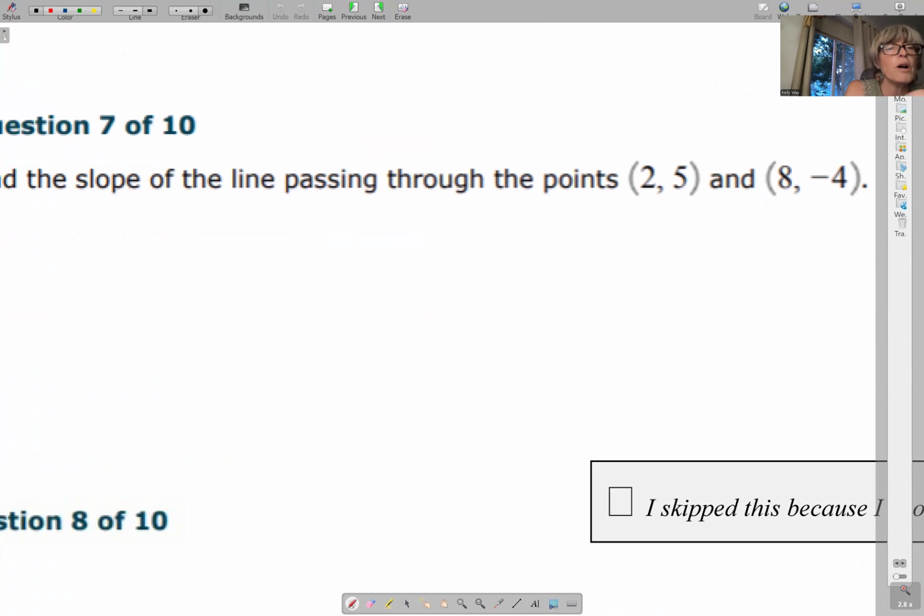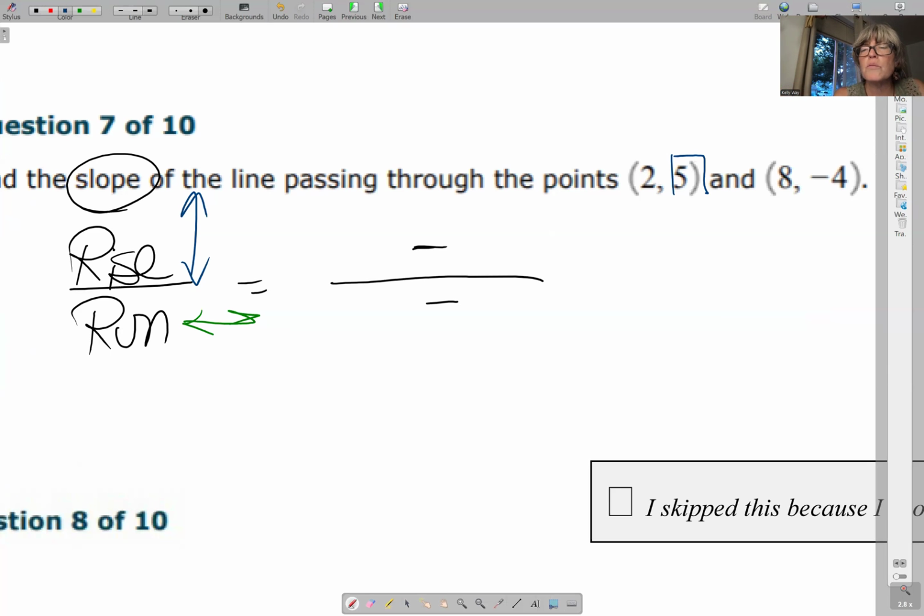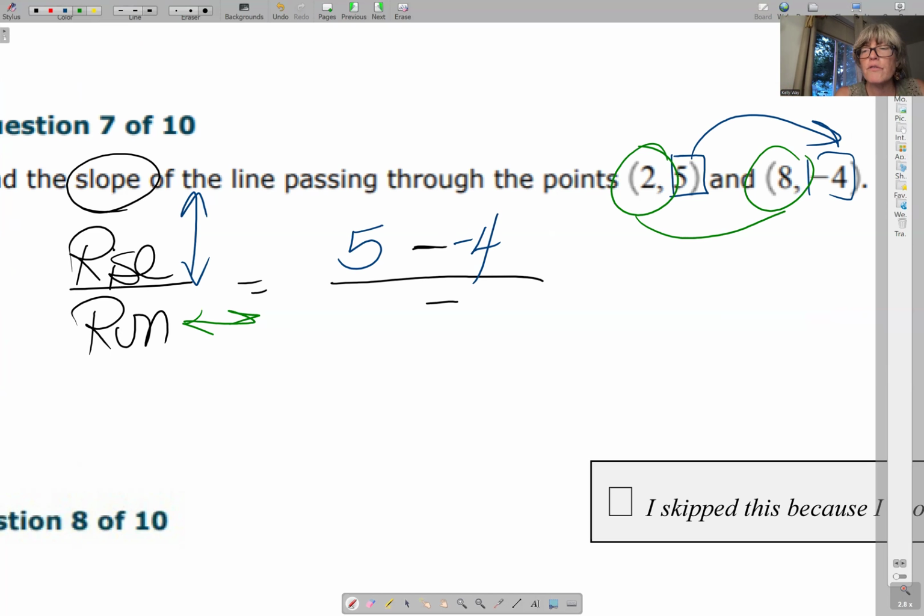Find the slope of the line. The slope, let's define it, is rise over run. Here's your template. My rise goes with the y's. So I box my y's. Left to right, I'm going to plunk them in. I circle my x's, left to right.